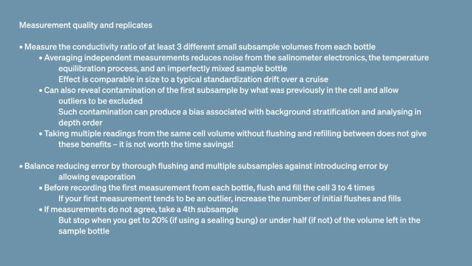If your 3 readings did not agree within 5 in the last digit, you can repeat this for a fourth sample from the same bottle. If one of the readings from a bottle is a clear outlier, it can be discarded before averaging. But if you try to take more than 4 subsamples from a single sample bottle, the water level will be low enough and it will have been open long enough that evaporation within the bottle will start to be a problem, biasing the salinity. If you're noticing that the first sample is often an outlier, it's best to increase the initial flush and fill repetitions from 3 to 4 or 5.